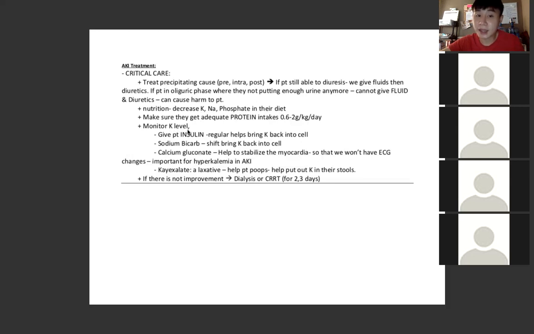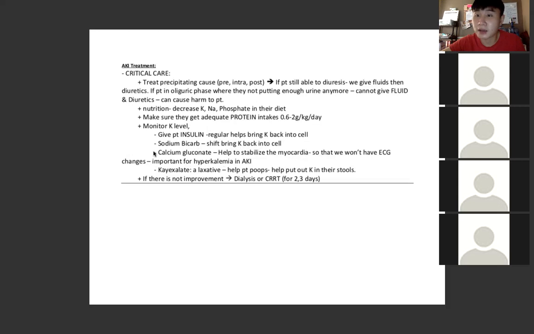Monitor potassium level. If the potassium level is out of range, more than 5.0, we give the patient insulin. Insulin can help regulate and bring the potassium back inside the cells. Or we can give them sodium bicarb, which should bring potassium back into the cells. Or calcium gluconate, which helps to stabilize the myocardium so that we won't have ECG changes.